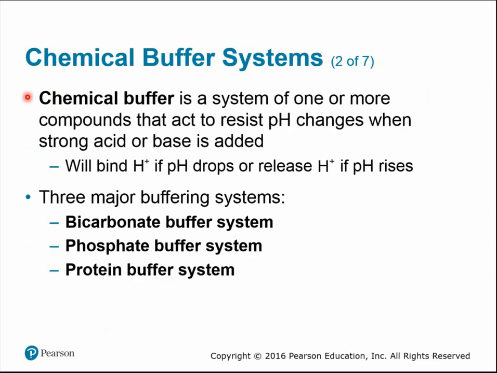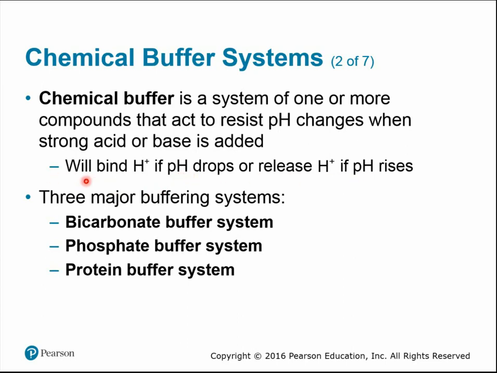So we have chemical buffers in the body to help resist changes of pH, to help maintain those normal homeostatic pH ranges. Essentially a buffer is anything that resists pH change. It operates by either binding hydrogen if the pH drops or releasing hydrogen if the pH rises. Remember, pH is just a measure of hydrogen ion concentration. If we have a lot of hydrogen, that's going to be very acidic, with a low pH. If we don't have a lot of hydrogen, it's more basic, then it's a higher number pH.